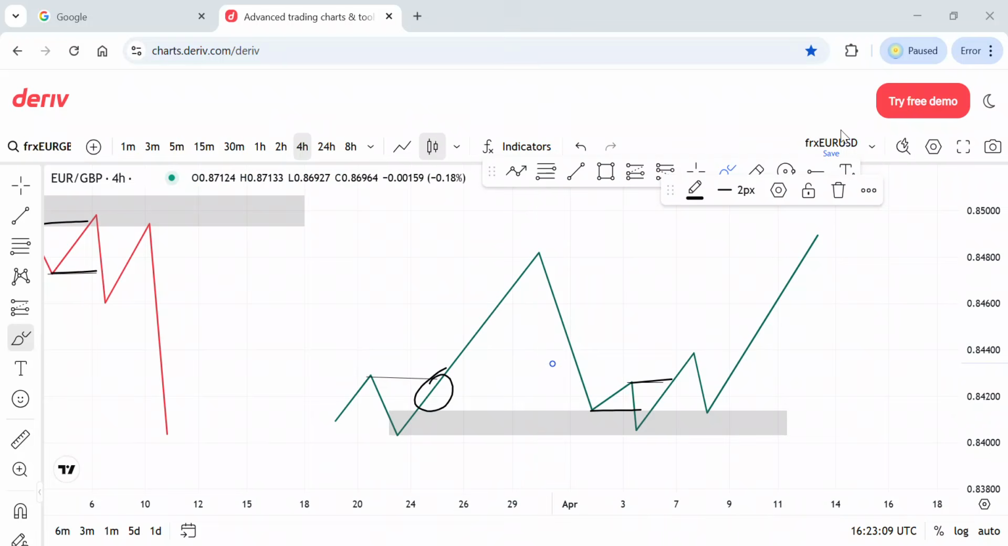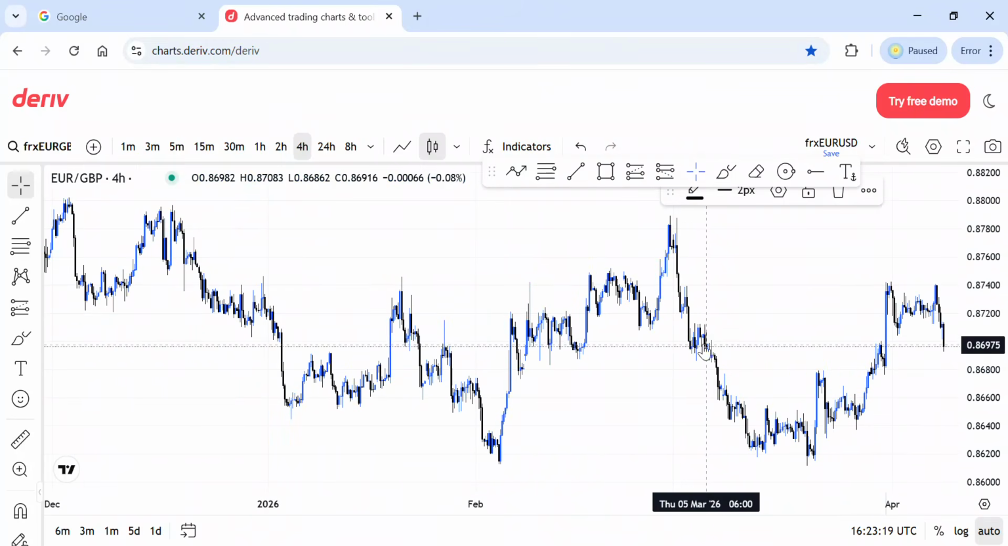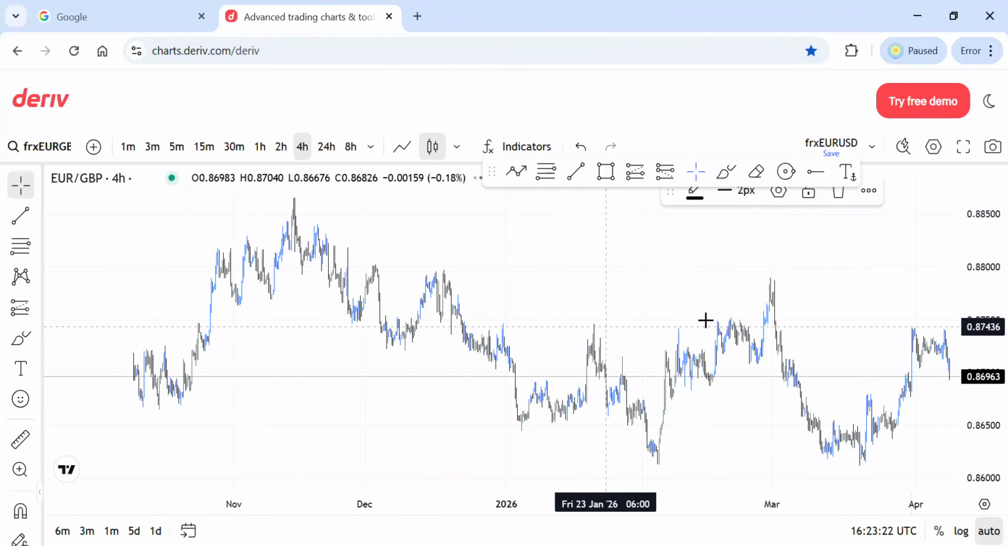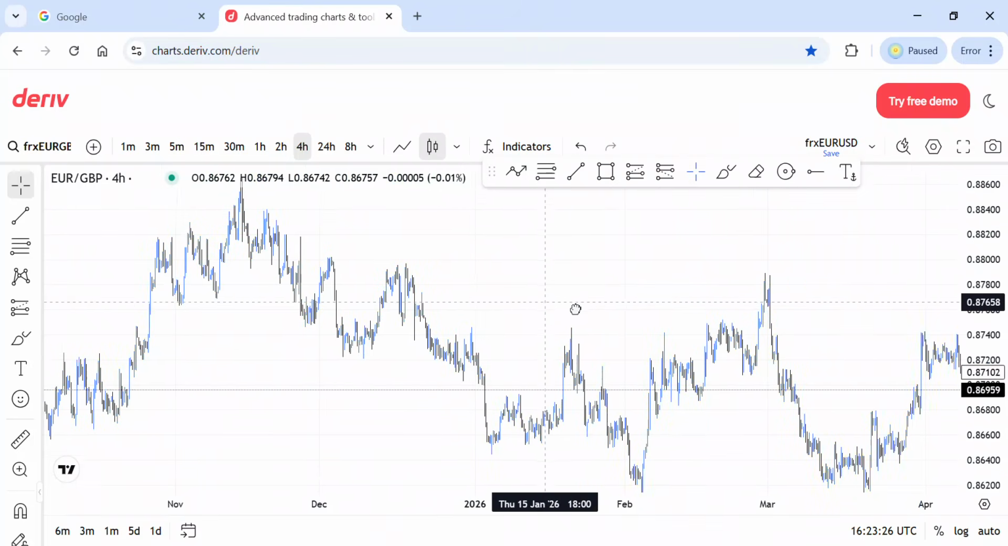So without taking much of our time, let's go to the live chart. Let's see if you can see an example. First things first, your directional bias is very important. I think this is the 4 hour time frame, EUR GBP. So let's see if you can see an example.